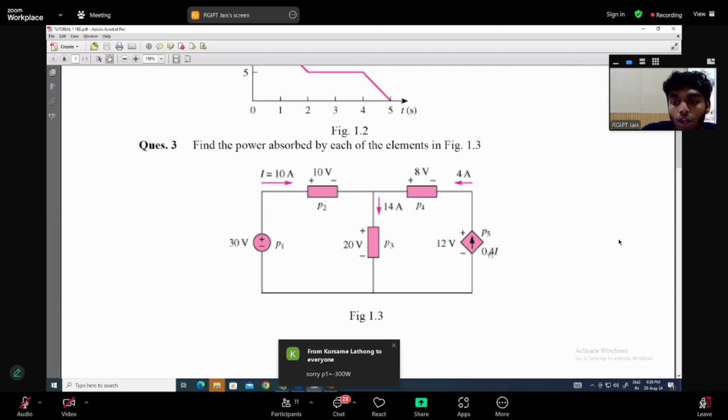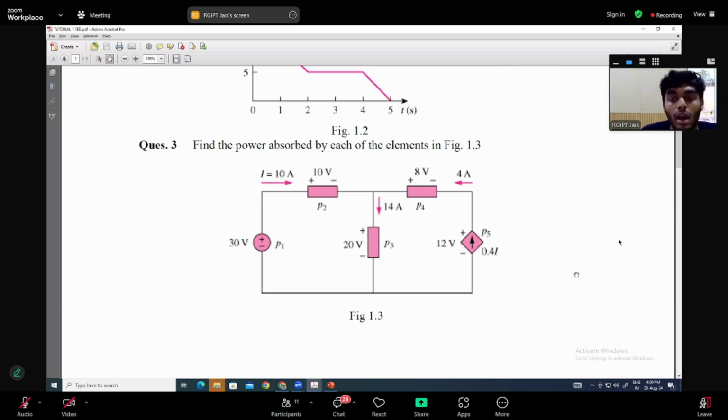And see here you have 0.4 into I. So here I is predefined. I is equals to 10 ampere. So 0.4 into 10 is equals to 4. 4 into minus 4 into 12, minus 48, not 48. Most of you have put 48. So look into it. This P5 thing is a bit trickier. Don't get confused. The I value will be given in the question only.